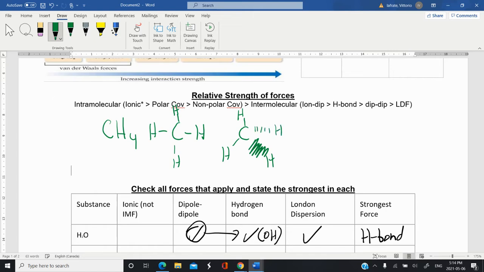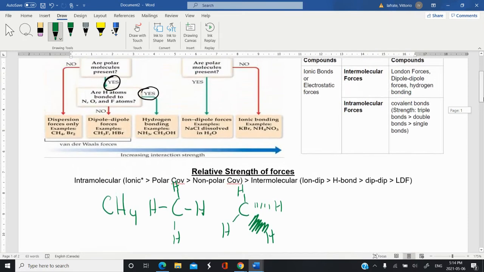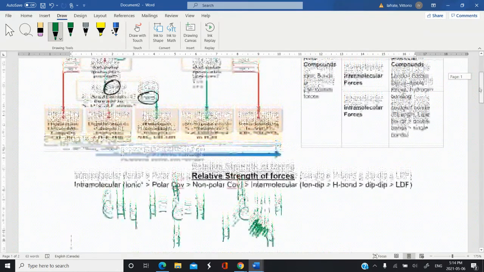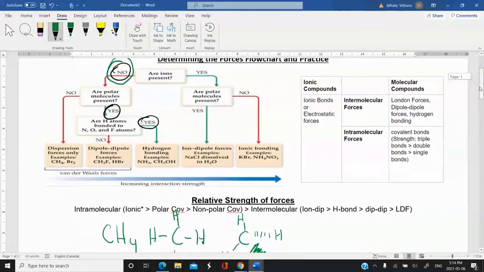But we need to figure out if this is ionic or molecular. Now this is just non-metals, so there's no ions present. So it's a molecular compound, so we're going with no again. We're going in that direction to the left there. And we want to figure out if there's any polar molecules present.